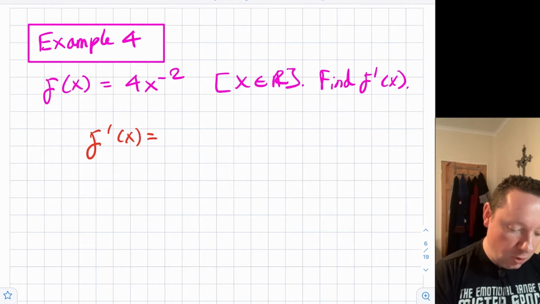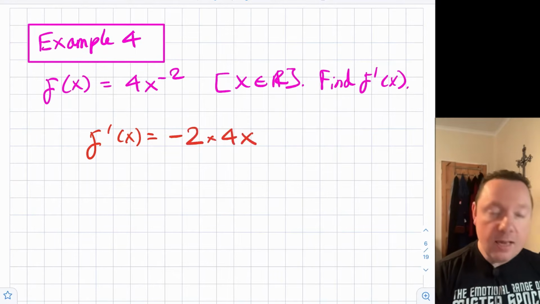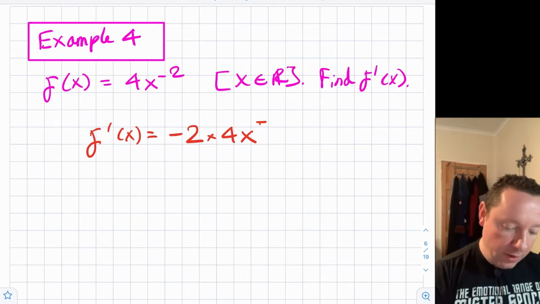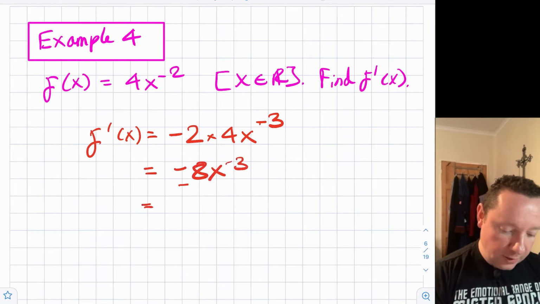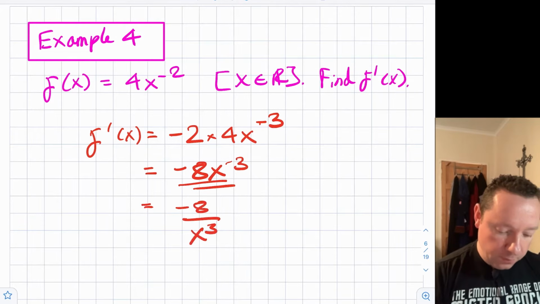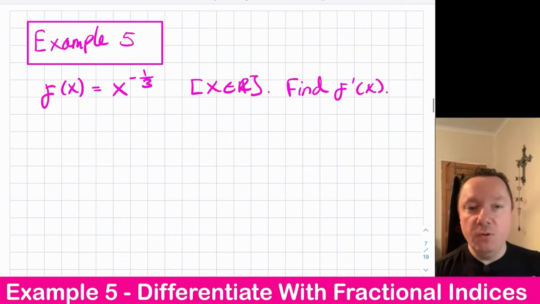I take minus 2 down to the front. I'm going to times that by 4x. Minus 2 take away 1 is minus 3. So that equals minus 2 times 4 is minus 8, x to the minus 3. Or if you wanted it as a positive power, that's acceptable, remember. Minus 8 over x cubed. And we're done. Example 5.